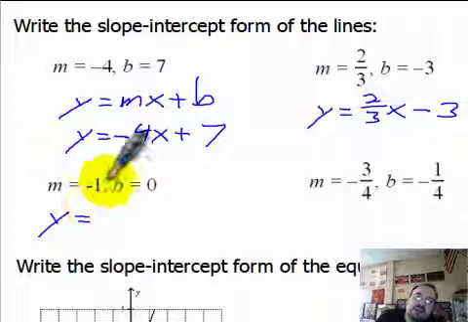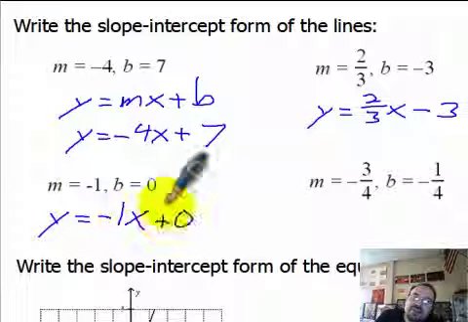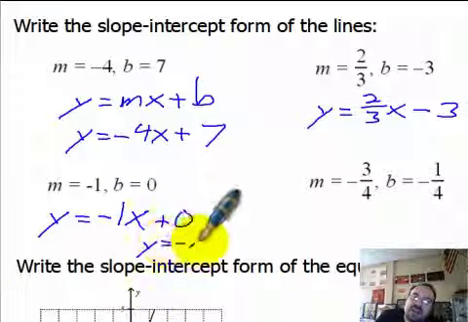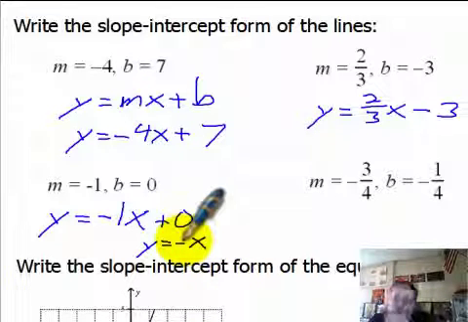Here, my slope is -1, so I could write -1x plus 0, and then I would want to simplify that and just write -x, and I'm not going to write +0, because if there's nothing there adding, why would you write +0?